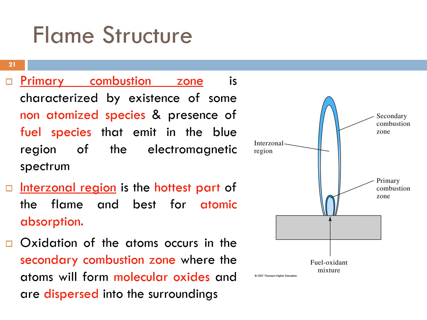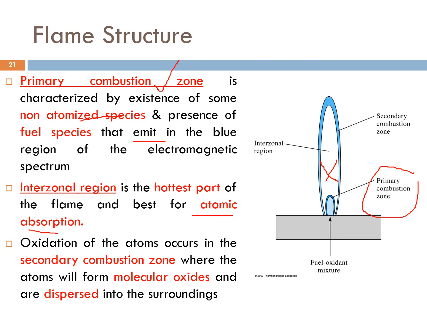Okay, now we move to the flame structure. There are three zones in the flame. Okay, the first one is primary combustion zone. Is characterized by existence of some non-atomic species and the presence of few species that emit in the blue region of the electromagnetic spectrum. Okay, so dekat primary combustion zone ni, dia ada non-atomic species dan juga dia ada gas combustion product yang akan emit radiation. Okay, dan zone kedua adalah interzonal region dekat tengah ni, and it is the hottest part of the flame and best for atomic absorption.